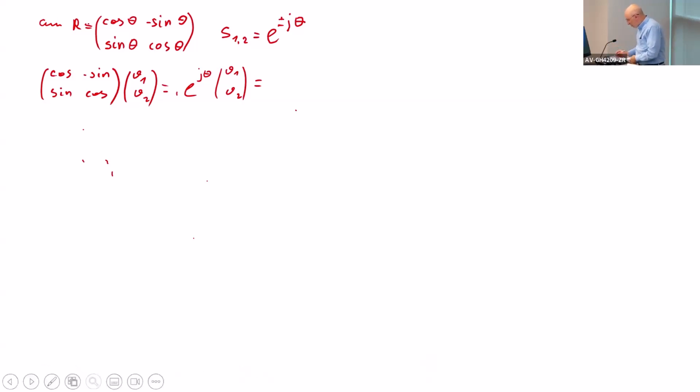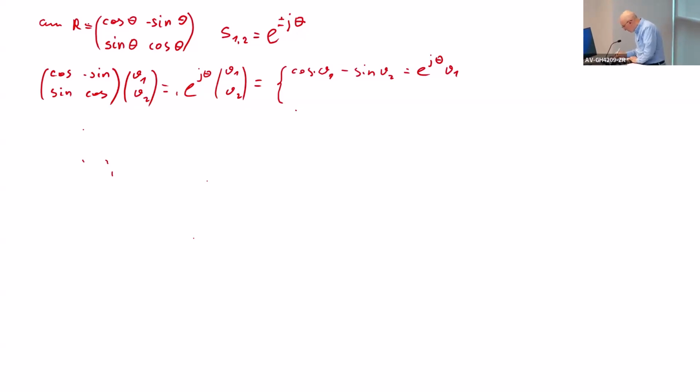All right, so I'm solving a system of equations. The first line will be cosine times v1 minus sine times v2 equals exponent j theta times v1. The second line will be sine times v1 plus cosine times v2 equals exponent j theta times v2.